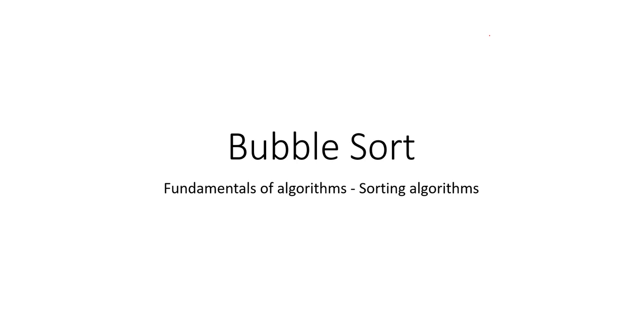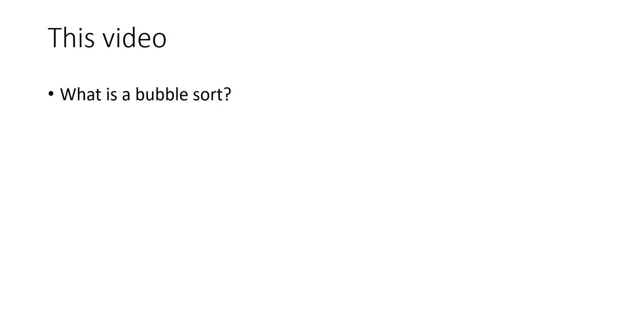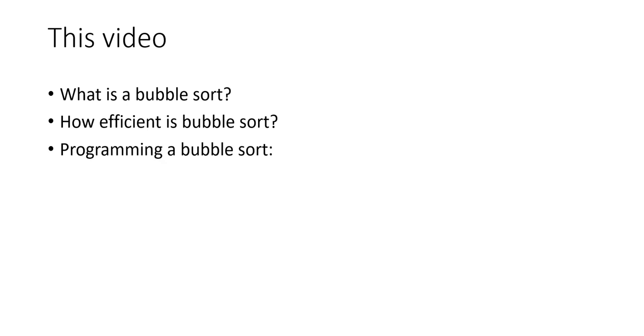Bubble sort. This video is going to take us through what a bubble sort is, how efficient the bubble sort is, programming a bubble sort, and that will include using static data structures. So we're going to be looking at an array. Again, static data structures are ones that don't change in size once they're declared.